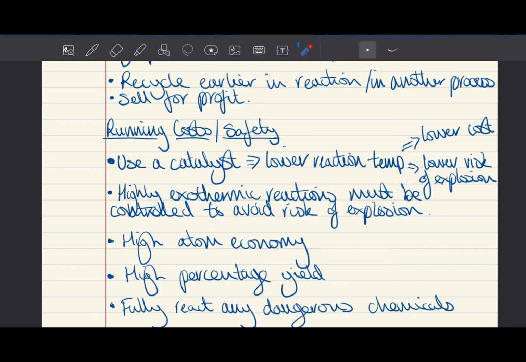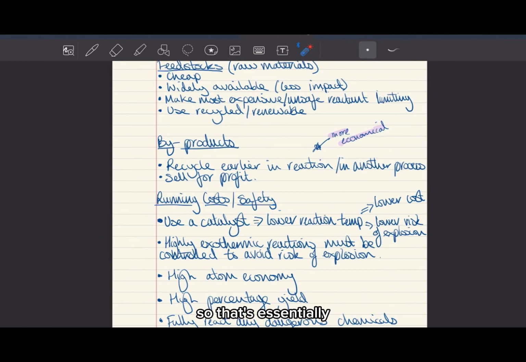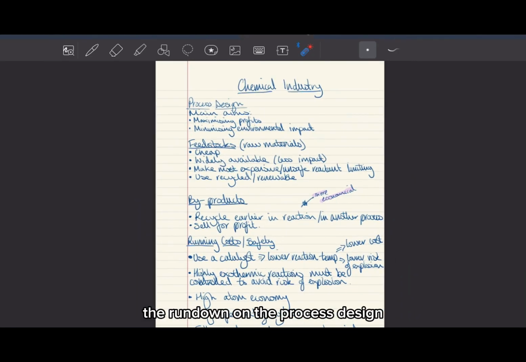They might say, why does the chlorine, if it was to do with bleach, why does the chlorine need to be limiting? And it's because chlorine gas is dangerous, it's hazardous to human health. So you would want to make any dangerous chemicals the limiting reactant so that they fully react and then it's not exposing people to the dangerous chemicals. So that's essentially the rundown on the process design.